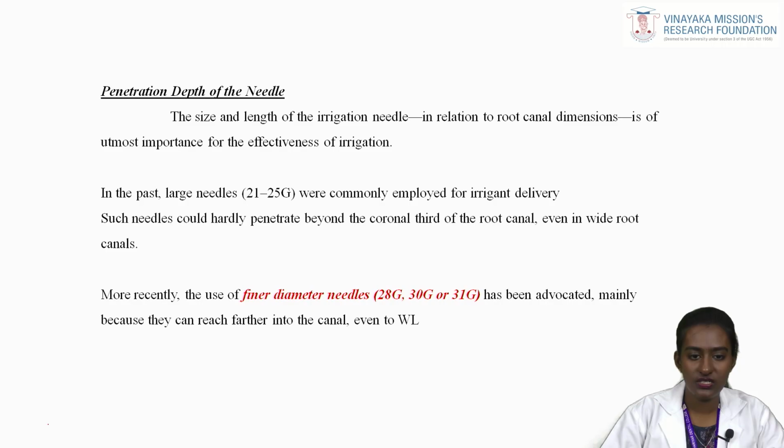First is the penetration depth of the needle. The size and length of the irrigation needle should be in relation with the root canal dimension in order to improve the effectiveness of the irrigation. In the past, large size needles like 21 to 25 gauge were commonly employed, but these needles were very hard to penetrate beyond the coronal third of the root canal. So recently, finer diameter needles like 28 gauge, 30 gauge or 31 gauge have been advocated because these can reach farther into the canal, even to the working length.